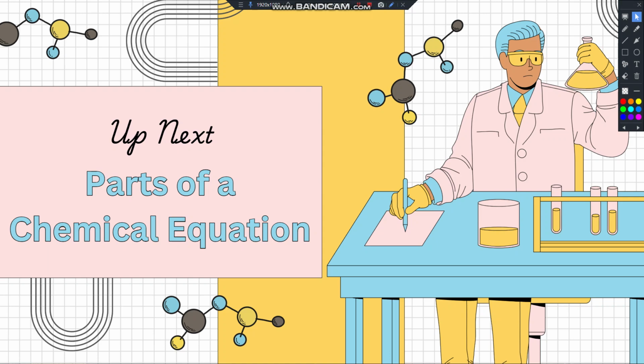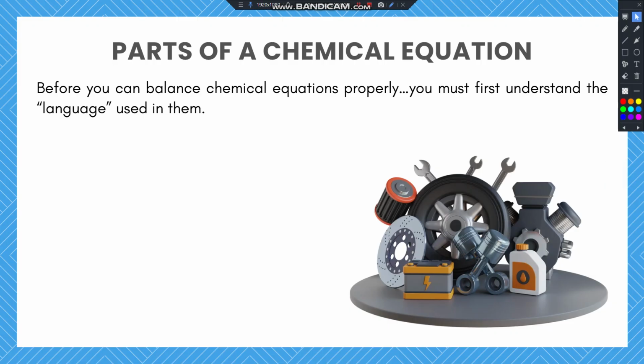I'm super excited to be here with you on yet again another video in this series where we're learning how to balance chemical equations. And up next, we're talking about the parts of a chemical equation. What are the things that make up this interesting phenomenon called the chemical equation? Well, we're going to be finding out in this video, so I would like you to sit tight, relax, and enjoy every bit of what I've got coming for you.